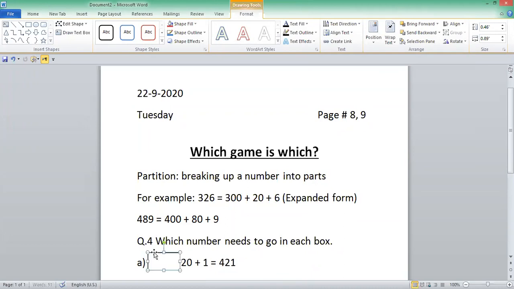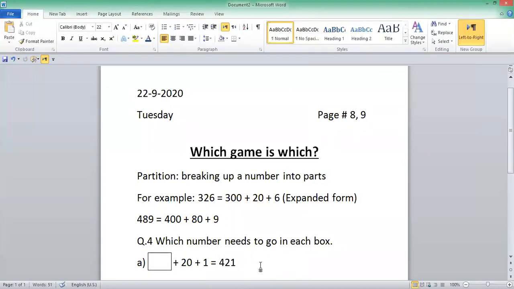Can I answer this question? It's 400. I'll ask you one by one, okay? First, are you writing with me? Guys, are you writing? I have written a 3. Tell me, what number should I write here?